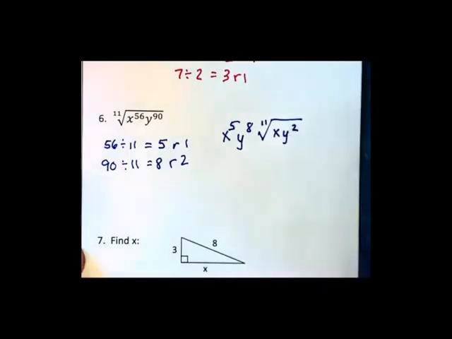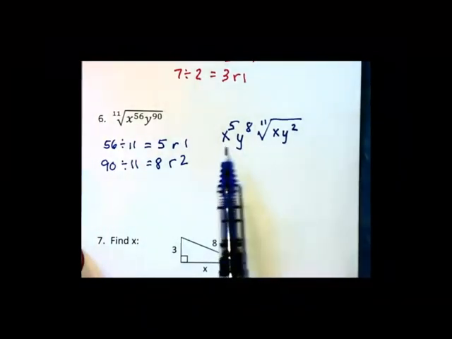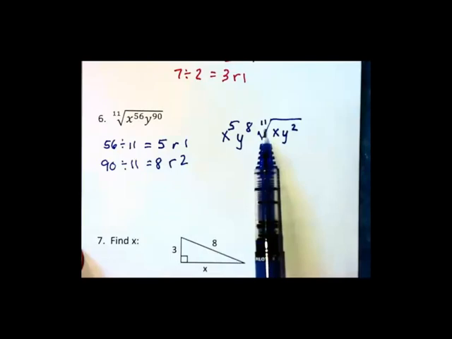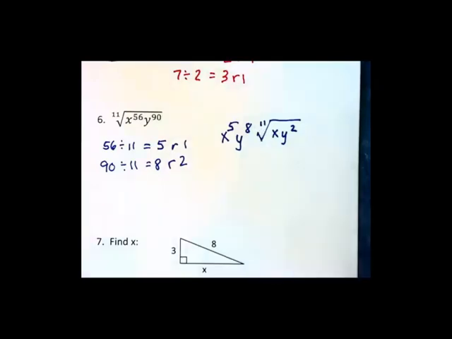Now in this problem, we do not even consider using absolute values on that x to the 5th because this is an odd indexed radical and we do not use absolute values unless it is an even indexed radical.